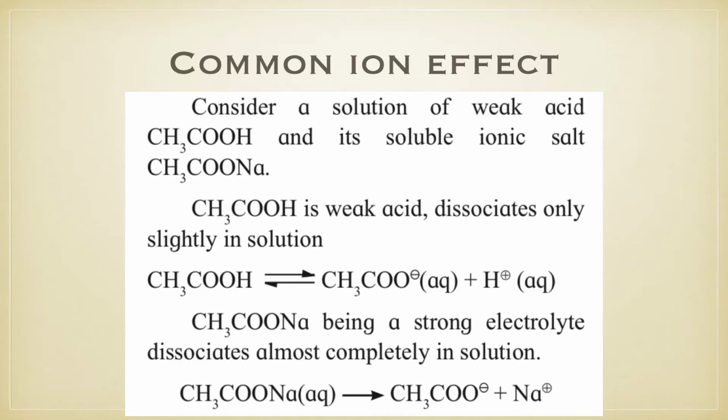CH3COOH, since it is a weak acid, will dissociate partially. Therefore we can write CH3COOH double arrow, and it will dissociate into CH3COO minus plus H plus. And CH3COONa, being a strong electrolyte, will completely dissociate into CH3COO minus plus Na plus. Now, in this case, this same reaction we have seen in hydrolysis of salt. Right? Now, what happens over here?